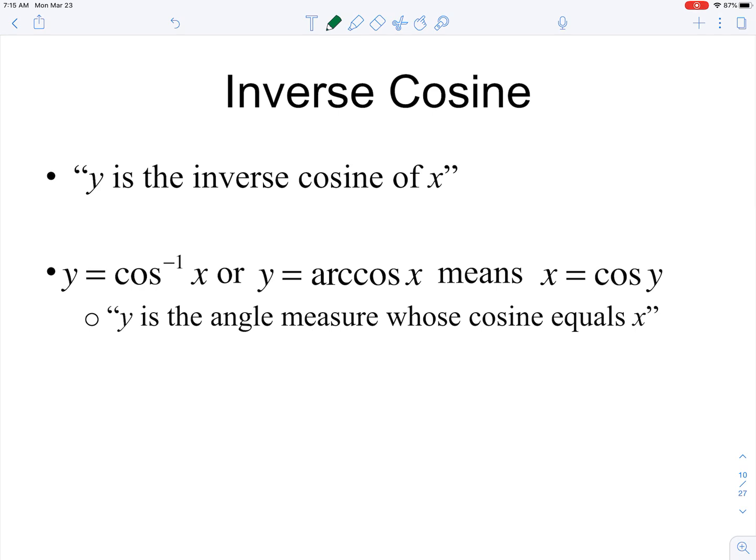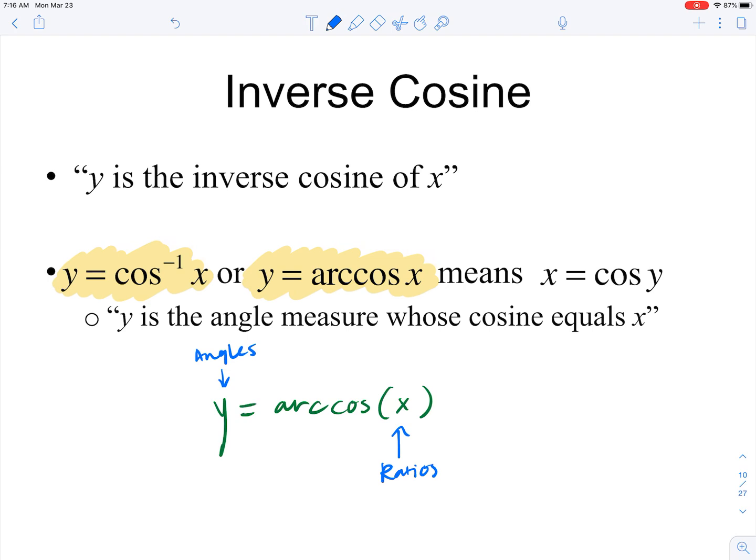All right, inverse cosine, so similar, we'll go through this a little bit faster. Same notations as inverse sine. So with the -1 as well as arc cosine. Okay. So again, if I take the equation here, the inputs are going to be ratios and the outputs will be angles.